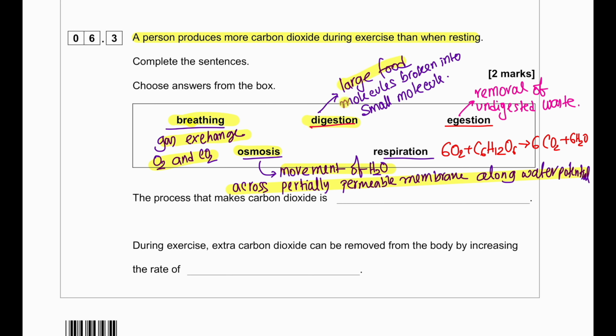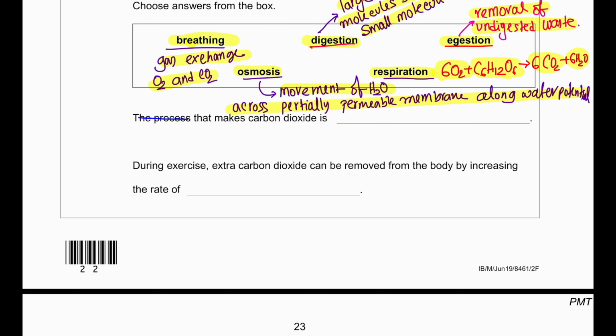Digestion. Large food molecules are broken into smaller molecules. In digestion, we remove undigested waste materials. In respiration, we remove carbon dioxide and water, all right, by breaking down glucose with oxygen. So this process also releases energy. The process that makes carbon dioxide is, now you can see, since the process is asking for the formation of carbon dioxide, it has to be respiration.